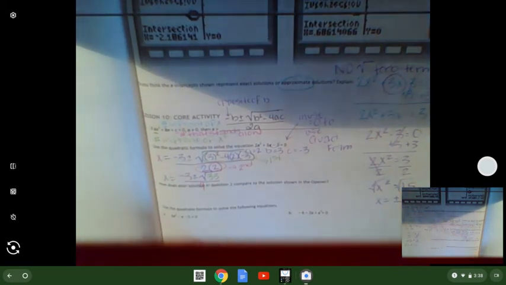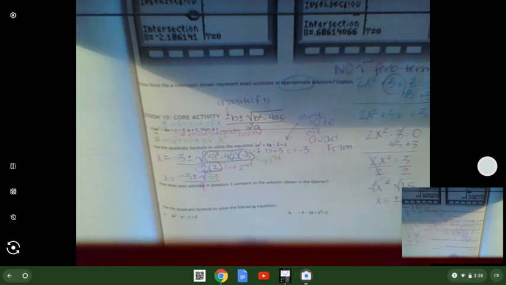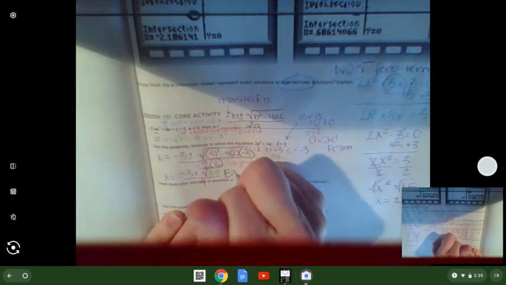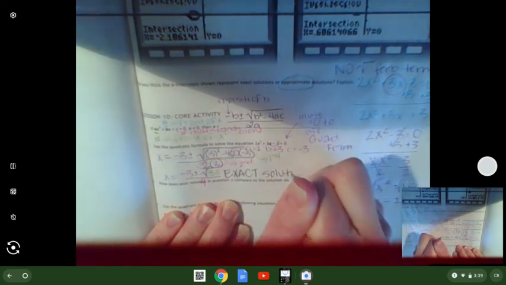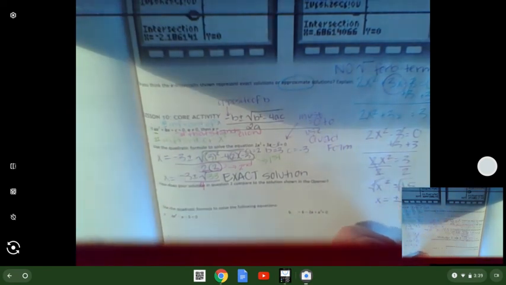So what to do from here? Well, 33 is not a perfect square. It's not like 36. The square root of 36 is 6. The square root of 33, not a perfect square. Because it's not a perfect square, technically, there's no more we can do. This is considered the exact solution. Here we go. This is considered the exact solution. If you cannot take the square root and get a pretty number like 2, 3, 4, 5, then you're done. That's the exact solution. However, sometimes you may want the decimals.